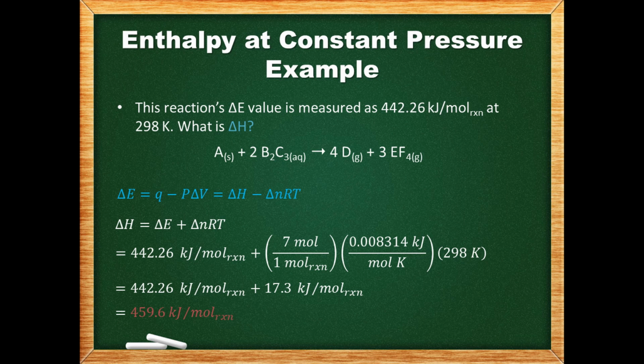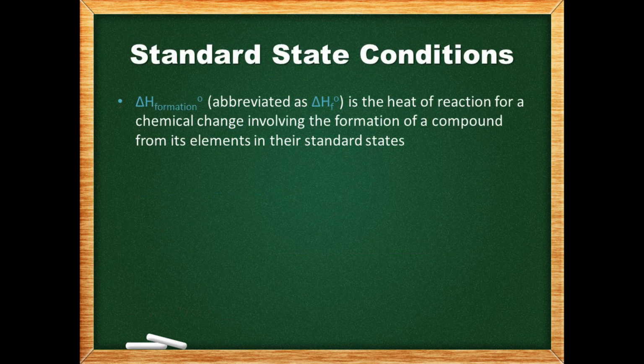of the enthalpy change. The standard enthalpy of formation, abbreviated as delta HF0, is the heat of reaction for a chemical change involving the formation of a compound from its elements in their standard states. These values can be found in tables.